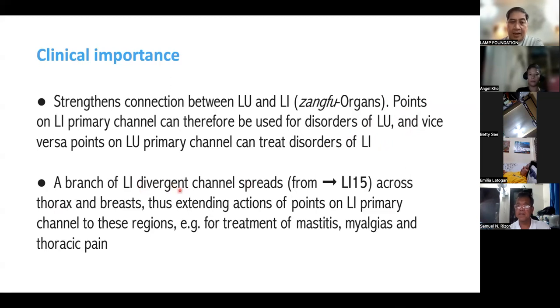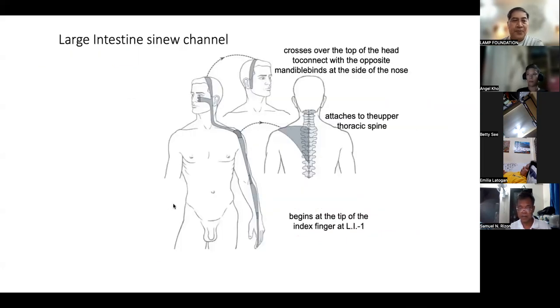A branch of the LI divergent channel will spread from LI15 across the thorax and breasts, thus extending the actions of points on the LI primary channel to this region. So that means you can use the LI points for mastitis. What is mastitis? The breast swells and becomes inflamed. Also myalgias, muscle pains, and thoracic pain. Okay? Myalgia, muscle pain, thoracic pain. So now you're all excited, I'm sure.